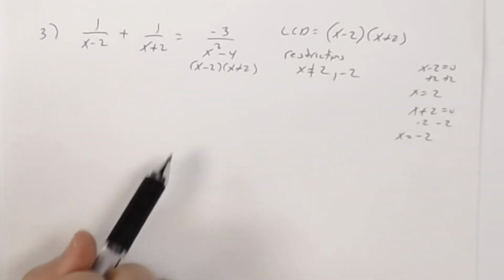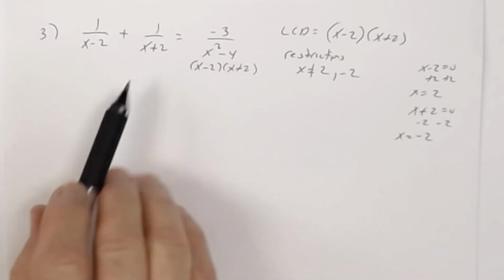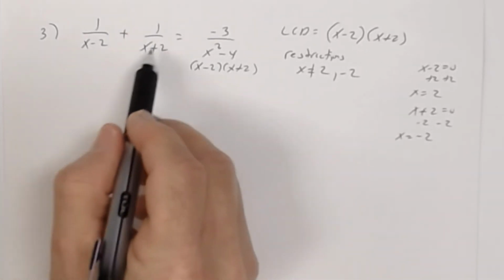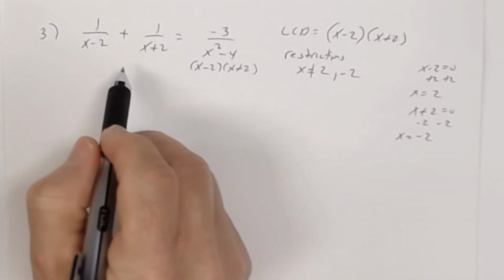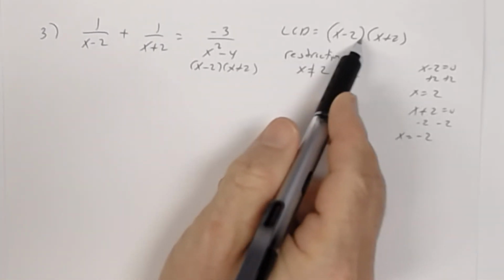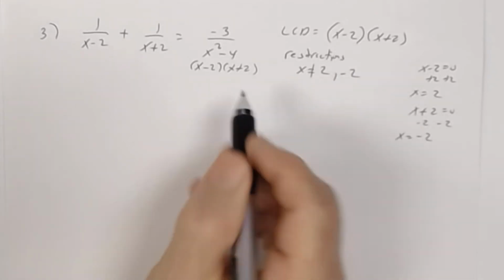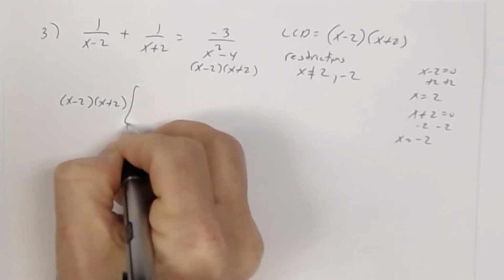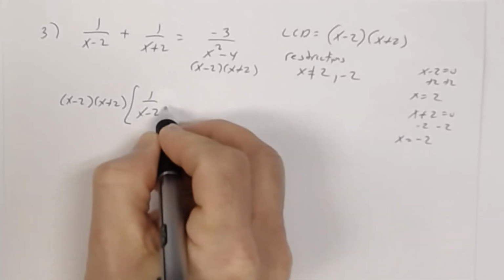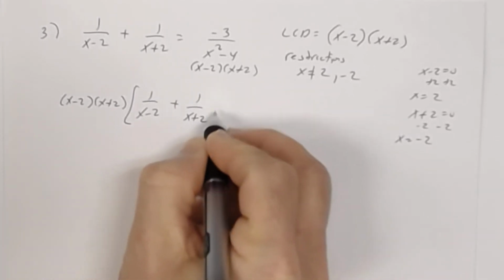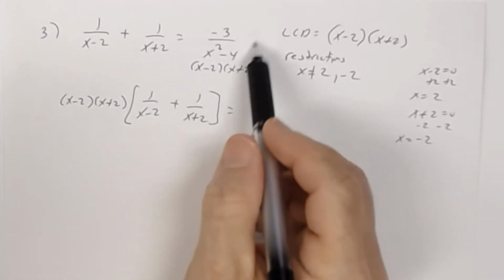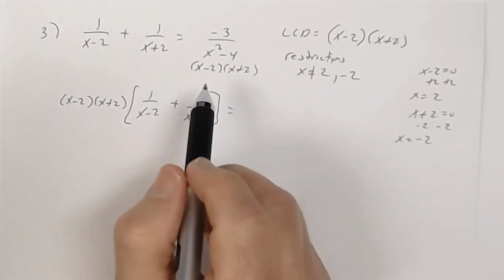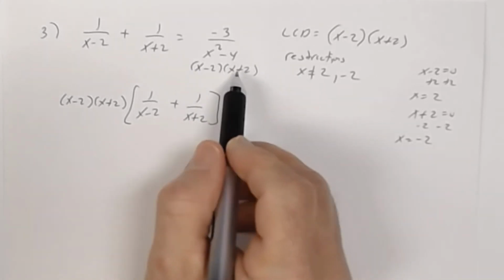Okay? Now, once you find your least common denominator, you're going to multiply both sides by the LCD. All right, now, so notice that on the left side, there are two fractions. So let's go ahead and put that in parentheses. And then you're going to say times the least common denominator. So you're going to say x minus 2 times x plus 2 times the left side, 1 over x minus 2 plus 1 over x plus 2 equal. And then notice that since this is just one fraction, let's go ahead and just not use parentheses, but you need to use the factored form.